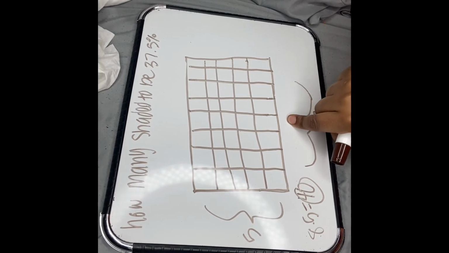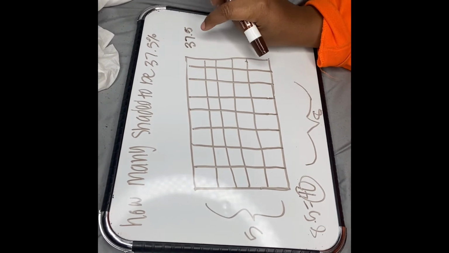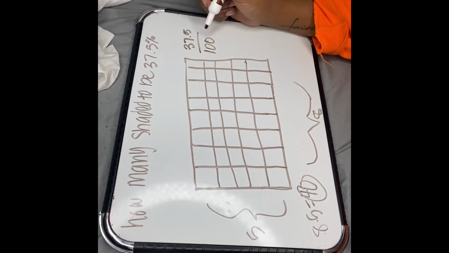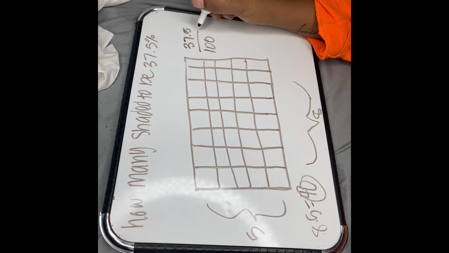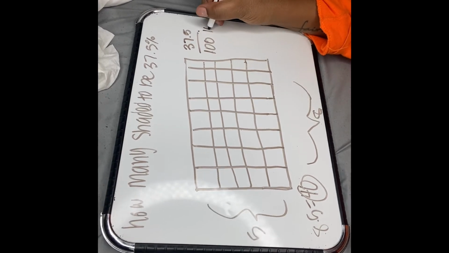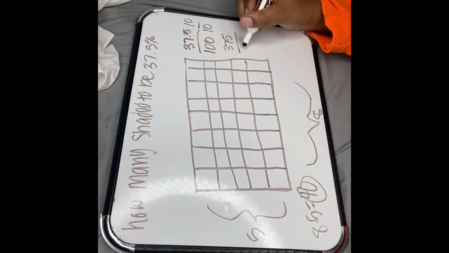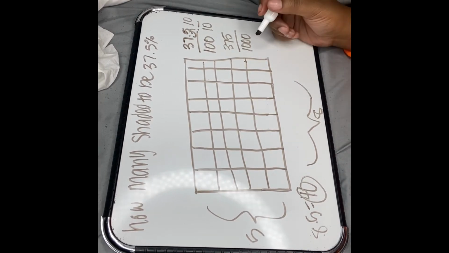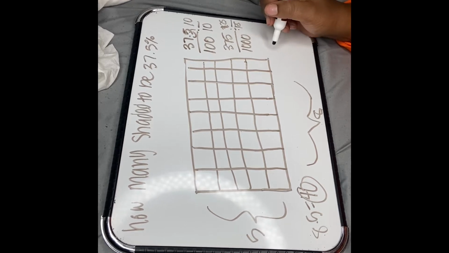So all we have to do is, 37.5% is nothing but 37.5 over 100. So we need to get this to the denominator of 40 so we can see how many rectangles we need to shade in. So here, to get rid of this decimal, we can multiply that by 10 over 10, and we'll get 375 over 1,000, because that moves us over a decimal spot. And then after that, we can divide this by 125, which will give us 3 over 8.